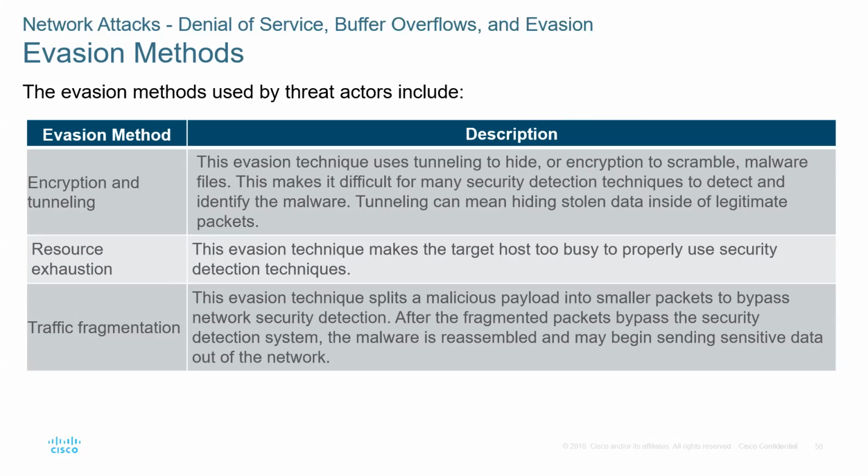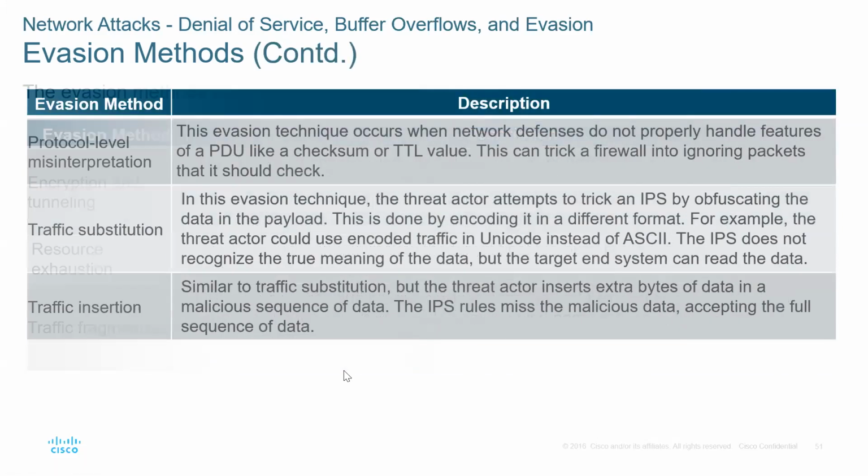You have traffic fragmentation. This is going to be a technique that splits a malicious payload into smaller packets and then bypasses network security detection. After that fragmented packet bypasses the security detection system, the malware then reassembles that on the far side and may begin sending sensitive data outside of the network. Very similar to tunneling inside of there.